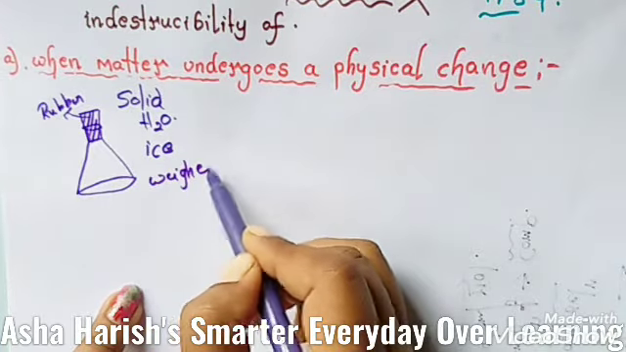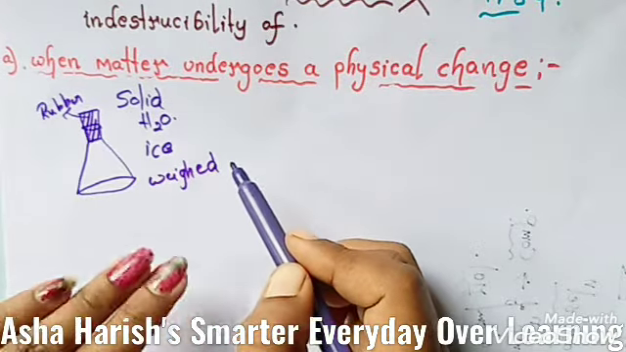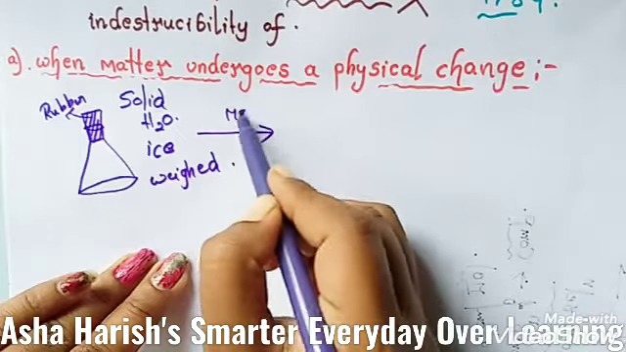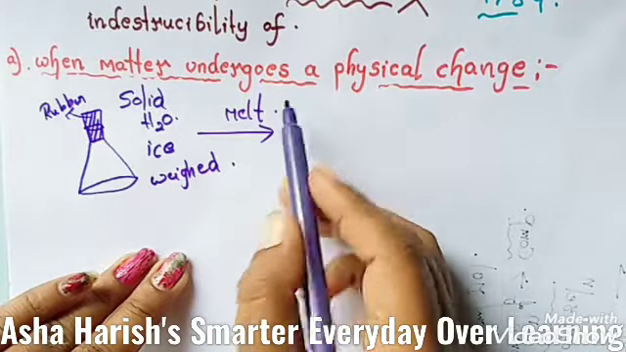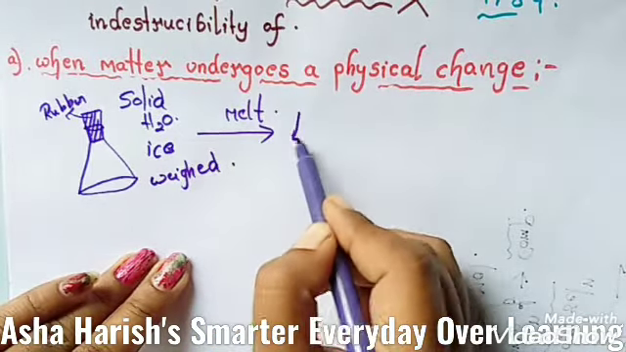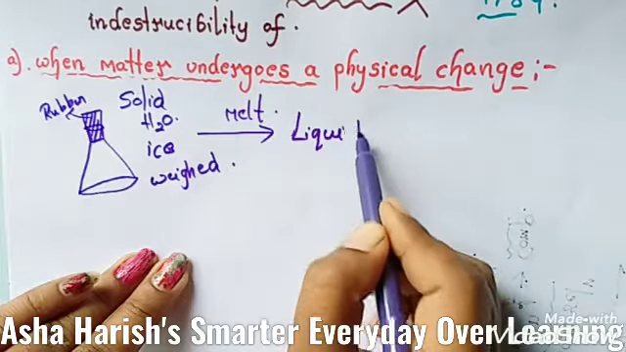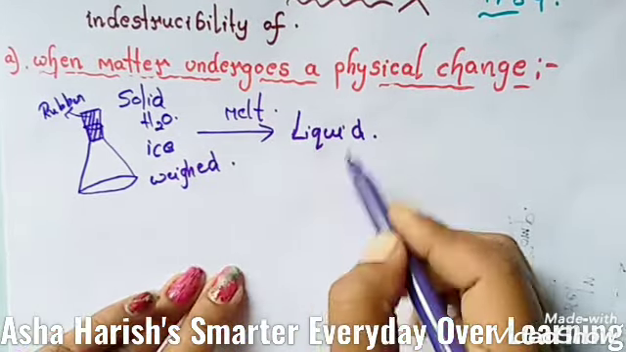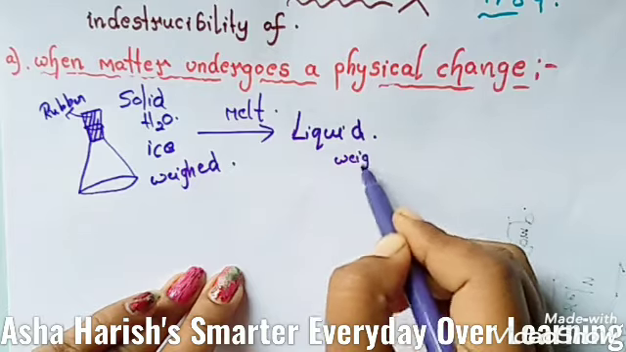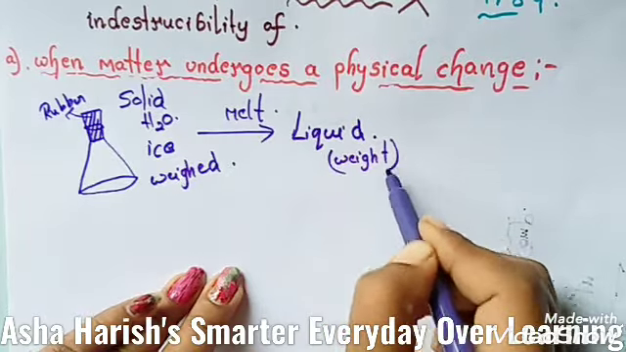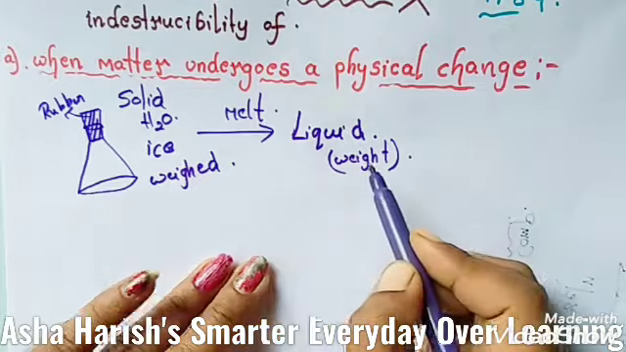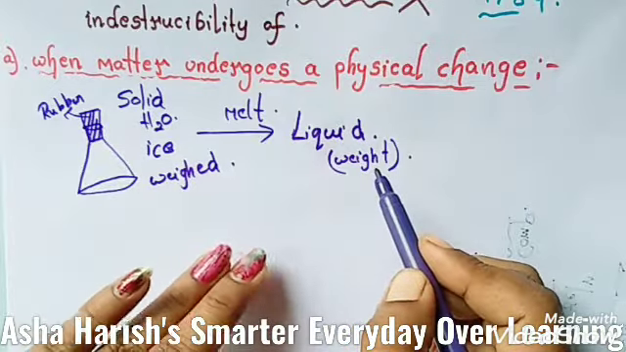After weighing, the flask is heated gently to melt the solid ice into liquid. Now students, the flask is weighed again. Here also you can check the weight of this conical flask. It is found that there is no change in the weight, though the physical change has taken place.